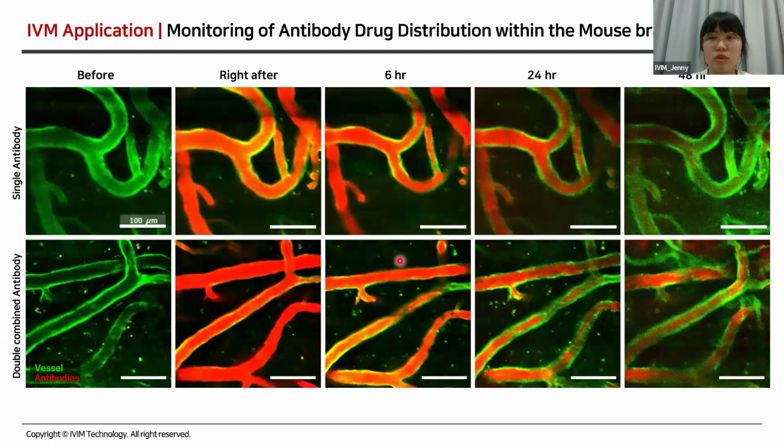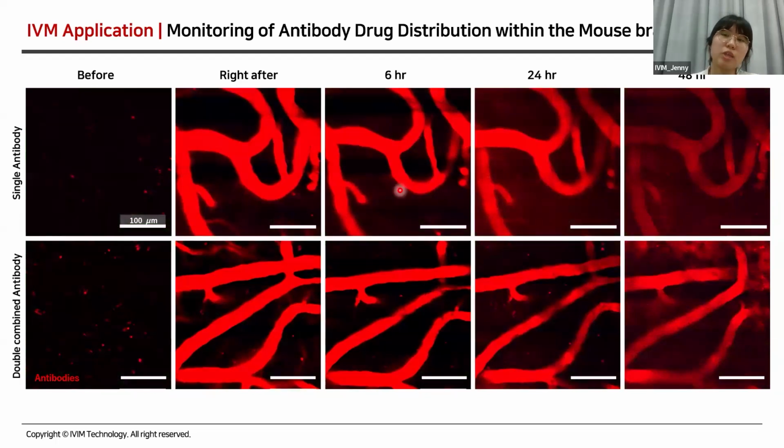A similar trend was also observed at other spots in the brain. In this case, drug uptake into the brain tissue began from 24 hours after antibody drug injection, and at 48 hours, the double antibody drug was found to be more abundantly distributed in the brain tissue.